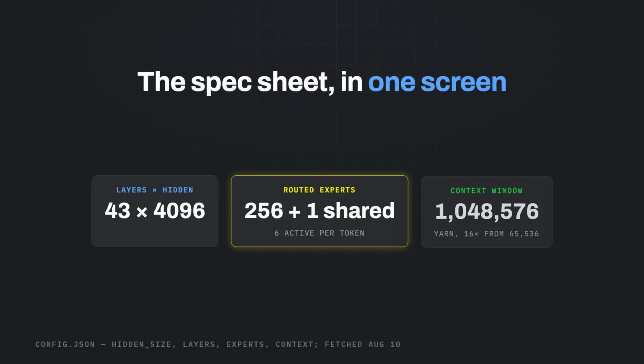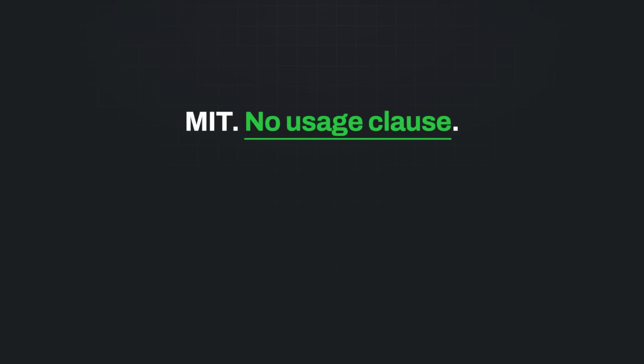The spec block: 43 layers, hidden size 4,096, 256 routed experts plus 1 shared, 6 of them firing per token, and a context window of 1,048,576 tokens, stretched 16 times from a 65,536 base. License is MIT. Not a research license, not a source-available license with a revenue clause. MIT, which is the part that makes the rest of this worth your time.